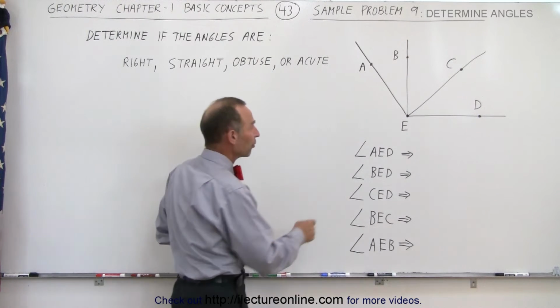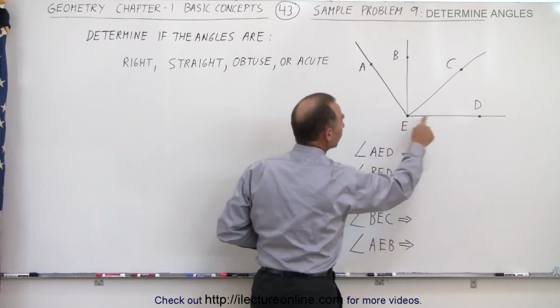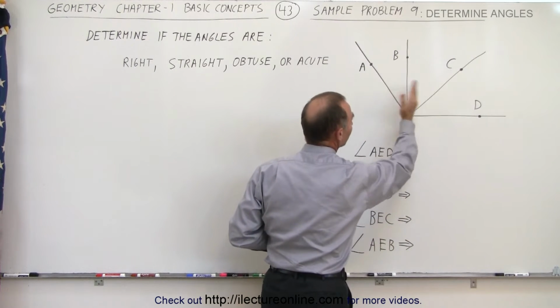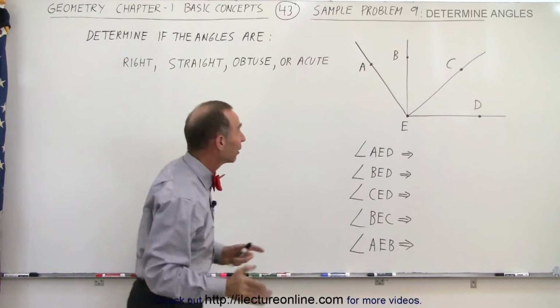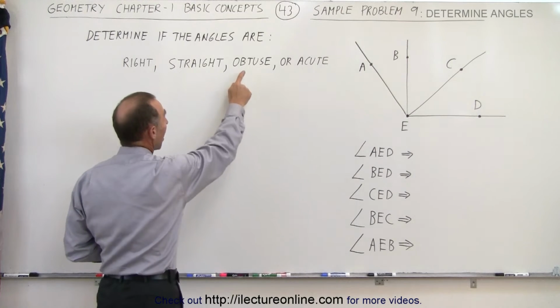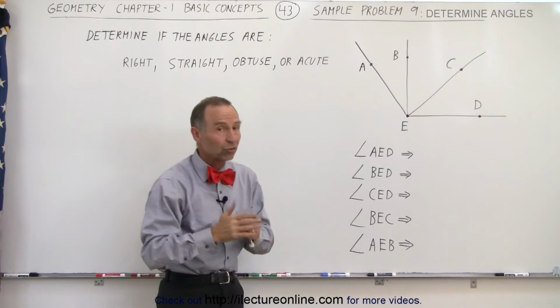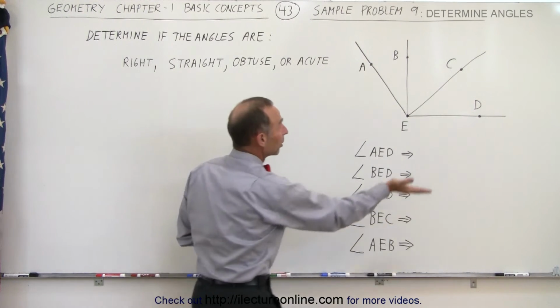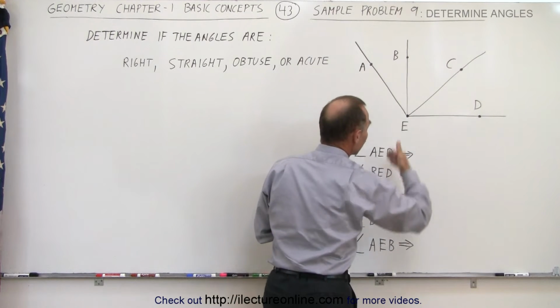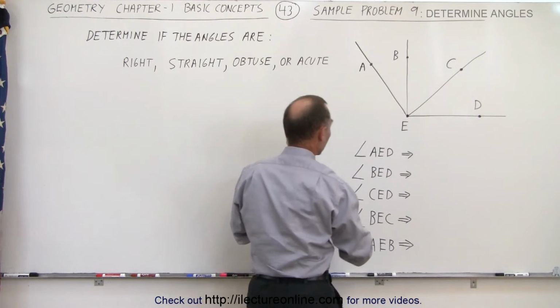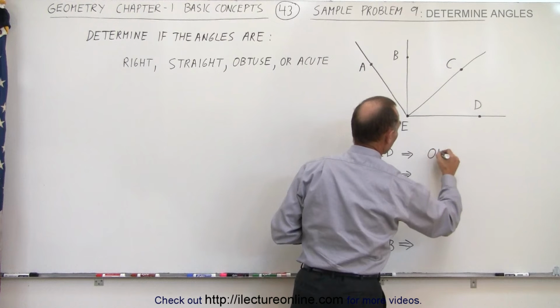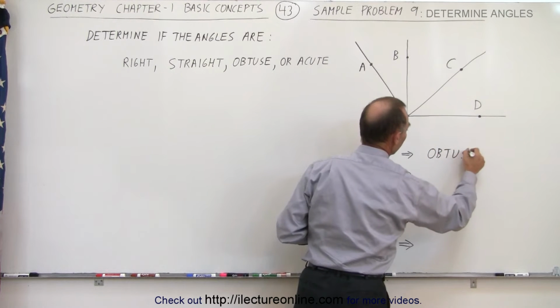So first we go from A to E to D. So clearly this angle is greater than 90 degrees, and therefore this angle has to be obtuse. It's not a straight angle because a straight angle would be a 180 degree angle, so none of these look like they're going to be straight angles. So this first angle is what we call an obtuse angle.